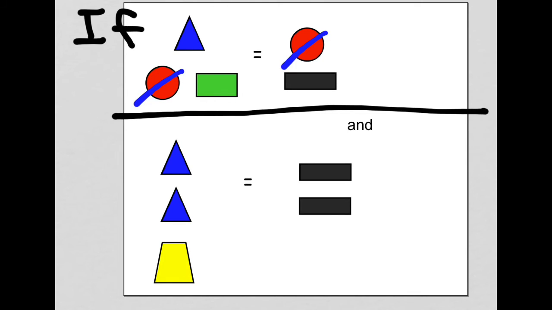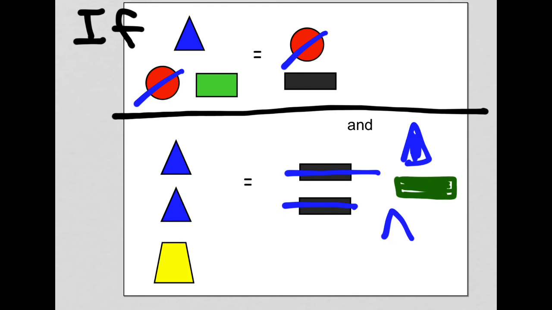So I'm going to cross out one black rectangle and I'm going to put in blue triangle and green rectangle. And I'm going to do the same thing with my other one. So I'll cross out my other black rectangle and I'll put in blue triangle and green rectangle.